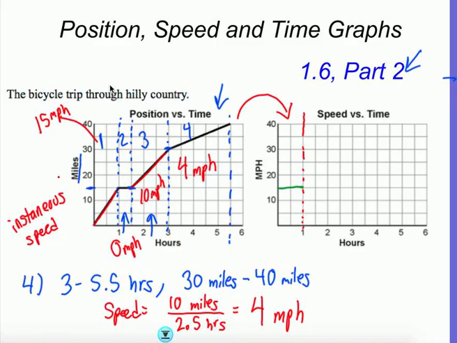And then he stopped for an hour. His speed went down to 0. Chunk 3 went until we hit 3 hours, and during that chunk, he was going at a constant speed of 10 miles an hour. And then until he got to 5.5 hours, that's when his bike trip was probably over, he was going at a speed of 4 miles an hour, so a little bit below the line that represents 5. And there we have our speed versus time graph.